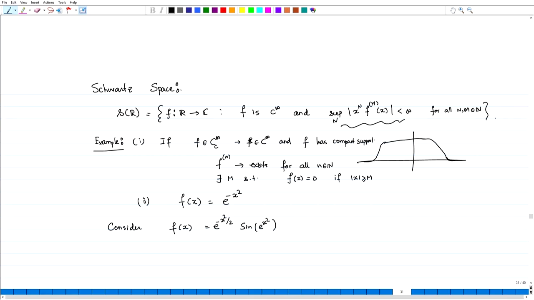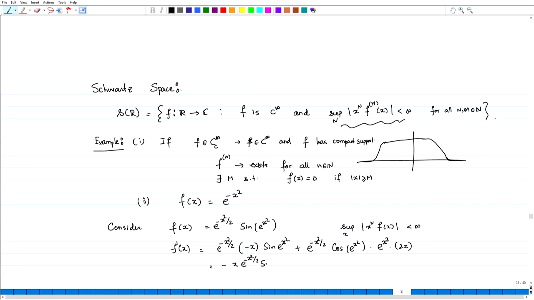Then of course, the supremum over x of |x|^n f of x is finite because sine is bounded by 1. However, if I take f prime of x, then this is going to be e to the power minus x square by 2 into minus x sine of e to the power x square, plus e to the power minus x square by 2 cosine of e to the power x square, then the derivative of e to the power x square, which is e to the power x square into 2x. So, this is minus x e to the power minus x square by 2 sine of e to the power x square plus 2x e to the power x square by 2 cosine of e to the power x square.